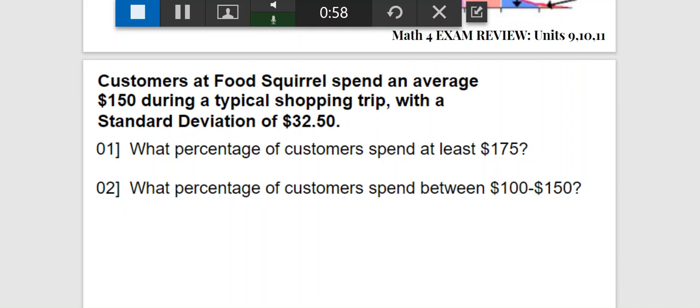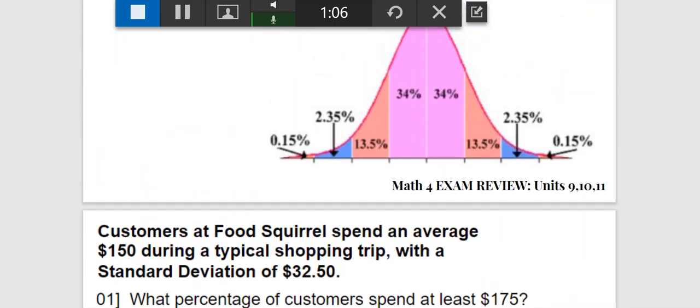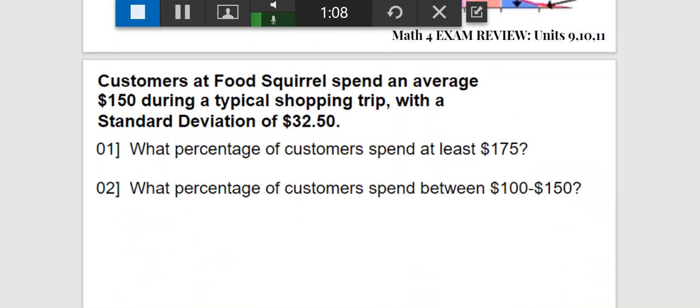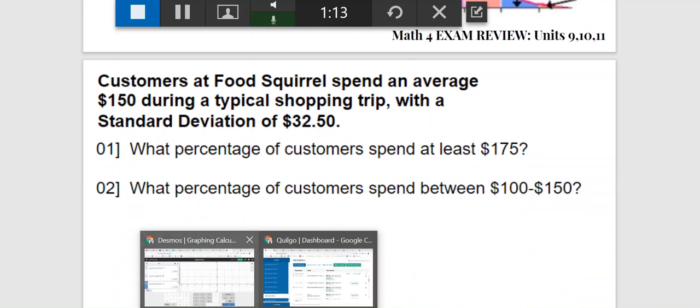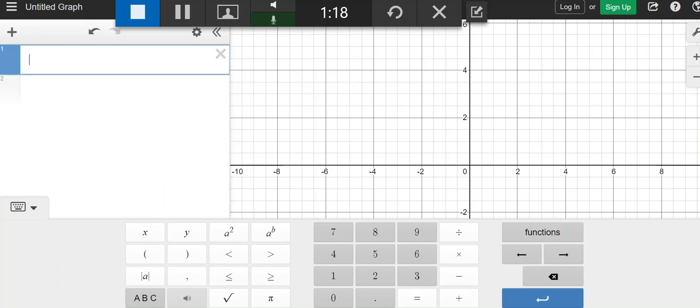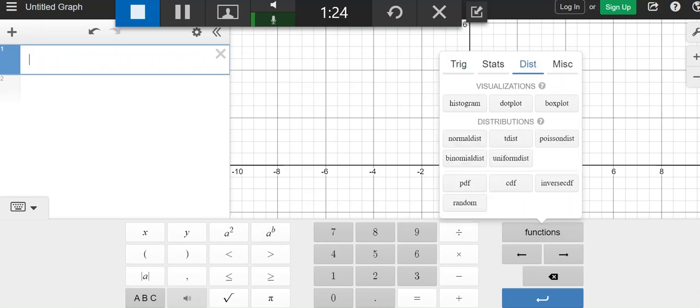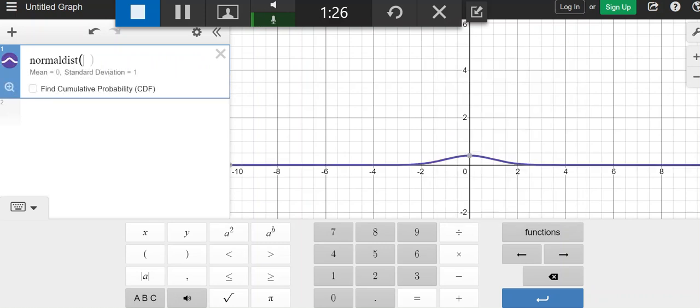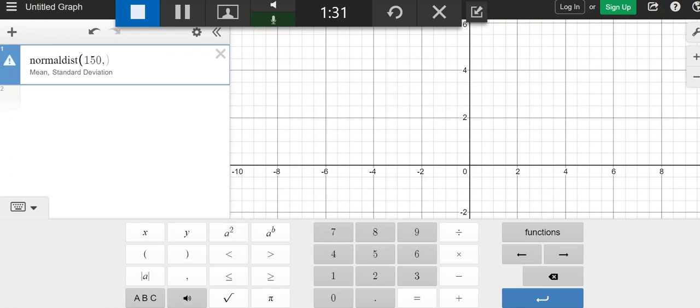So now, spending at least $175, that is not cleanly going to fall under this guy. So we are going to have to invoke Desmos in this. 150 and 32.50. So what we're going to do here is go over to functions and distribution and normal distribution. And we said the mean was 150 and the deviation was 32.50.